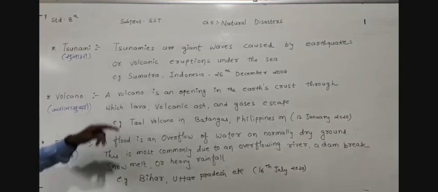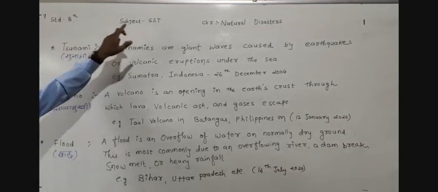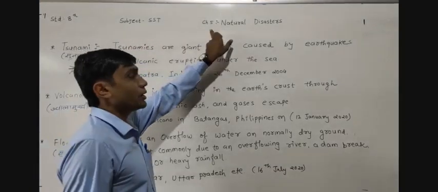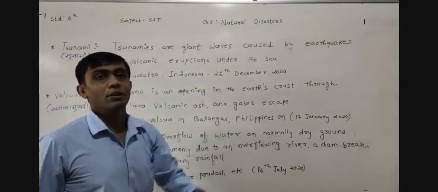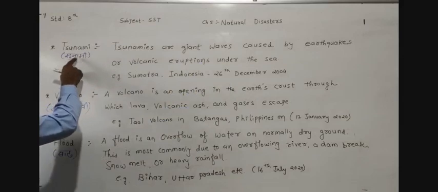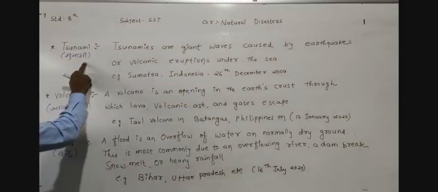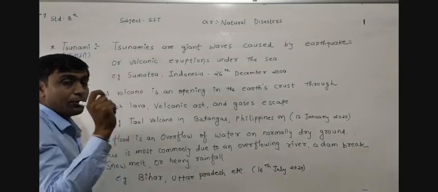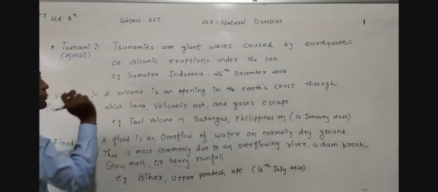Dear children, today we have to learn in standard 8 subject social science chapter number 5. The name of the chapter is natural disaster. In natural disaster, first of all we have to learn about the tsunami. Here we have already written the meaning of the tsunami as well as the example of the tsunami.